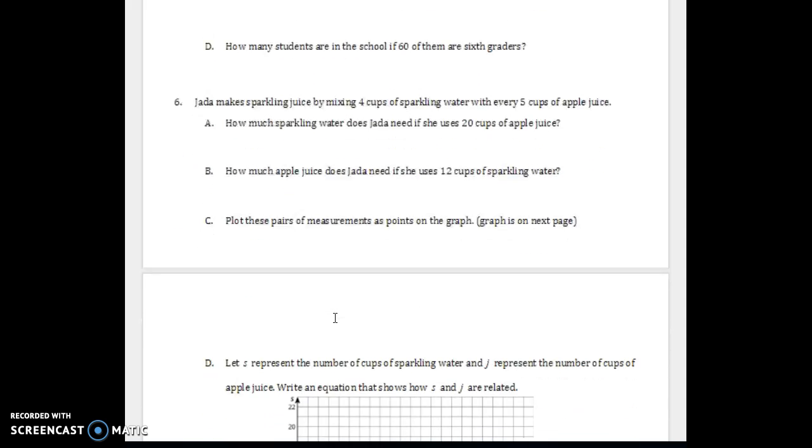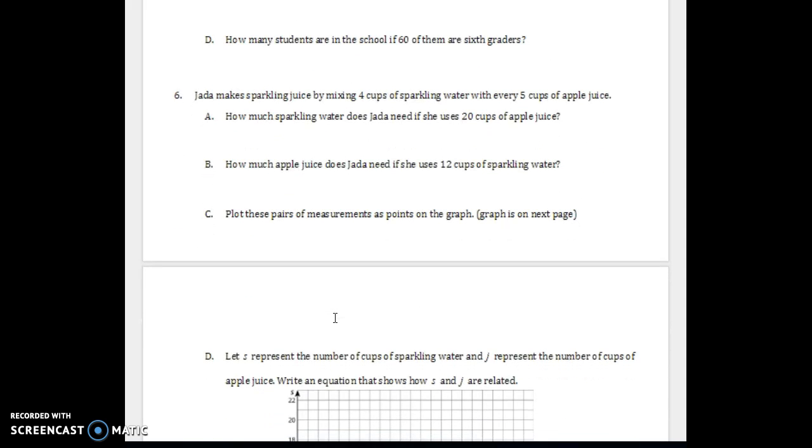Question 6. Jada makes sparkling juice by mixing 4 cups of sparkling water with every 5 cups of apple juice. A. How much sparkling water does Jada need if she uses 20 cups of apple juice? B. How much apple juice does Jada need if she uses 12 cups of sparkling water?